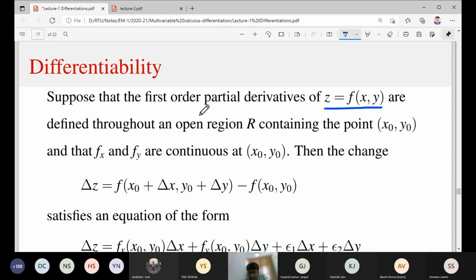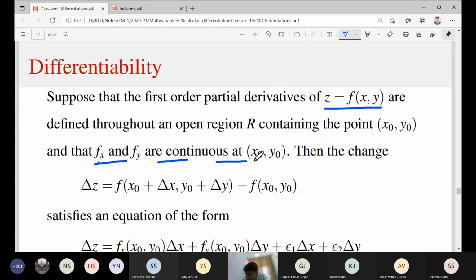And suppose the first order partial derivatives of this function z equals f(x, y) are defined through an open region R containing the point (x0, y0), and that fx and fy are continuous at (x0, y0). Right? It means the function z equals f(x, y) given to us has first order partial derivatives that exist, and the partial derivatives are continuous also at the point (x0, y0).